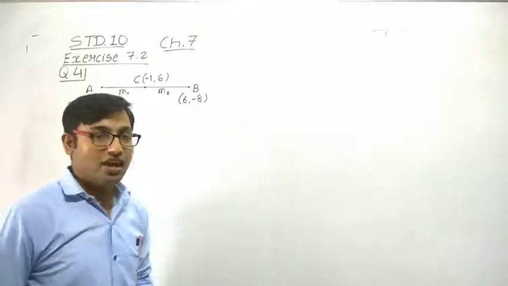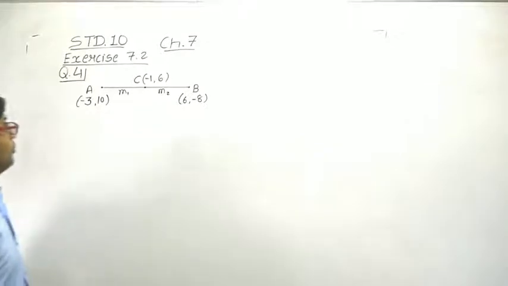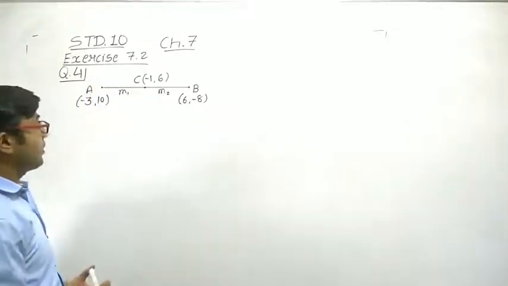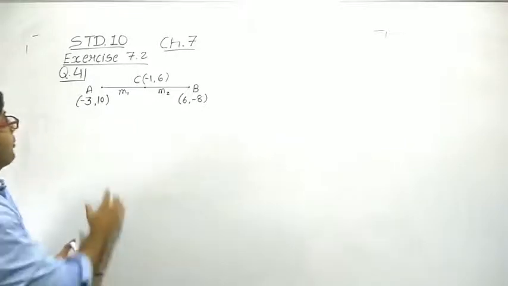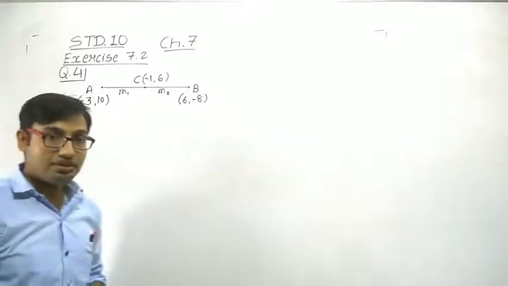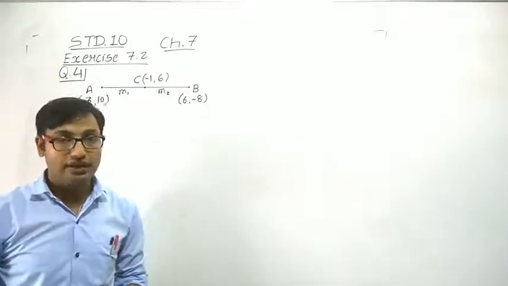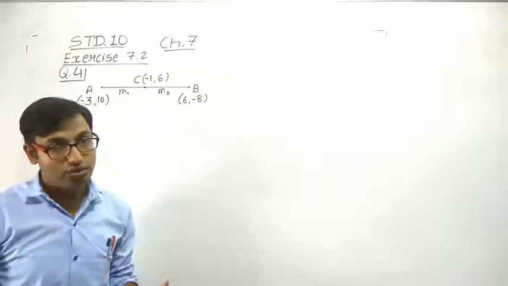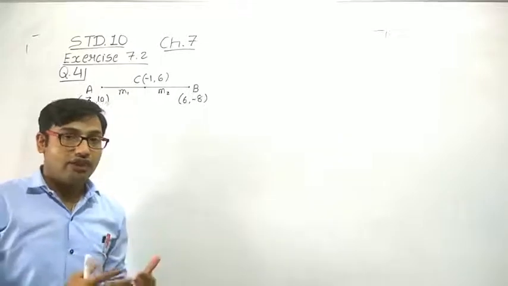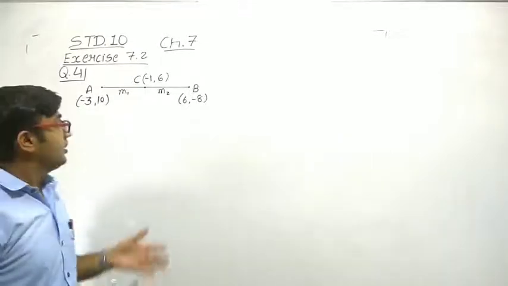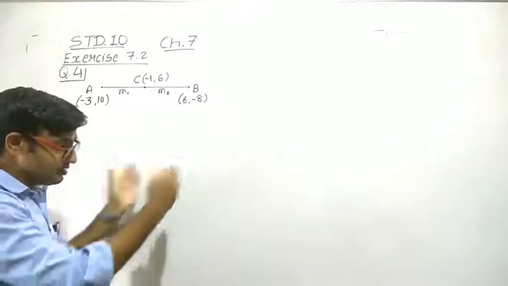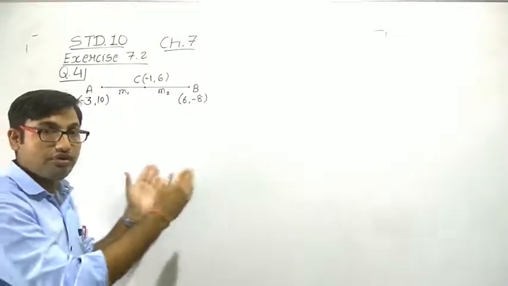Hello students, today we will continue our exercise that is 7.2. Question number 4. This is the topic of standard 10, chapter number 7, coordinate geometry. So till now we have studied the section formula, how we can find the point that divides a line segment in some ratio, some fraction.